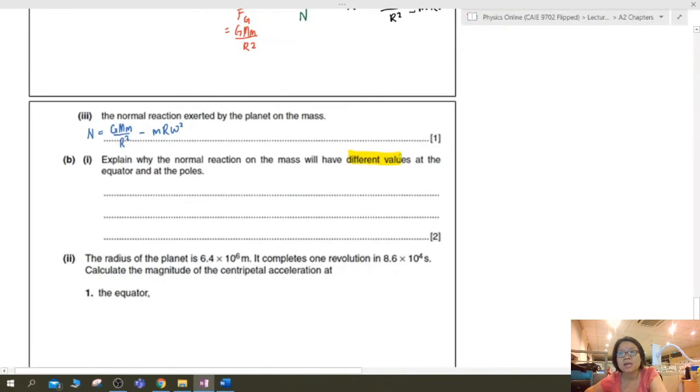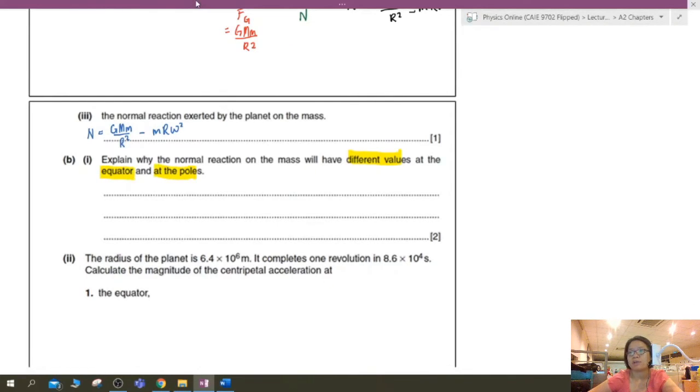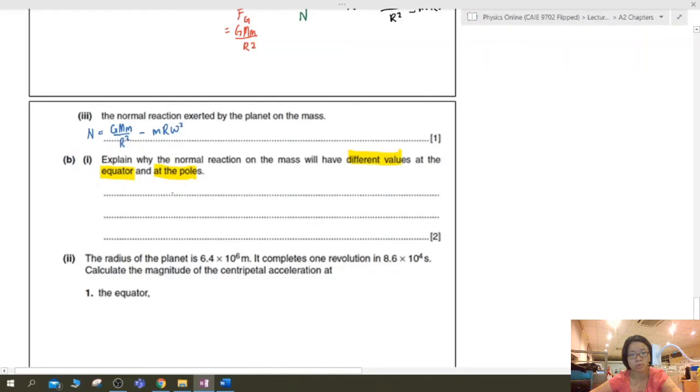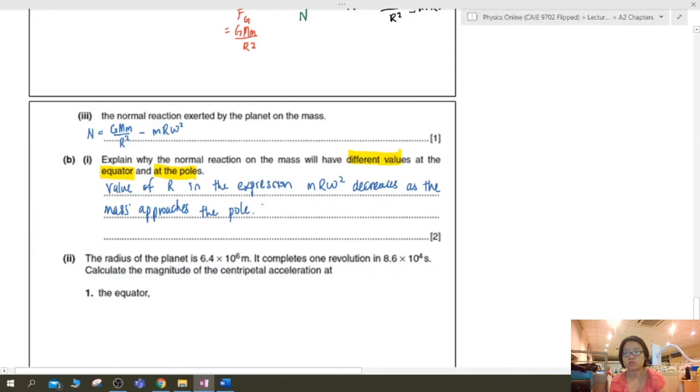Right, next part. Explain why the normal force on the mass will have different values at the equator compared to the poles. Well, the radius of the circular orbit will decrease. When you go from the equator to the top part, the radius will shrink. So the value of r in the m r omega squared will change, but the value of r in the GMm over r squared does not change. I will draw later for you to see. So you can say that the value of r in the expression of centripetal force decreases as the mass approaches the poles.